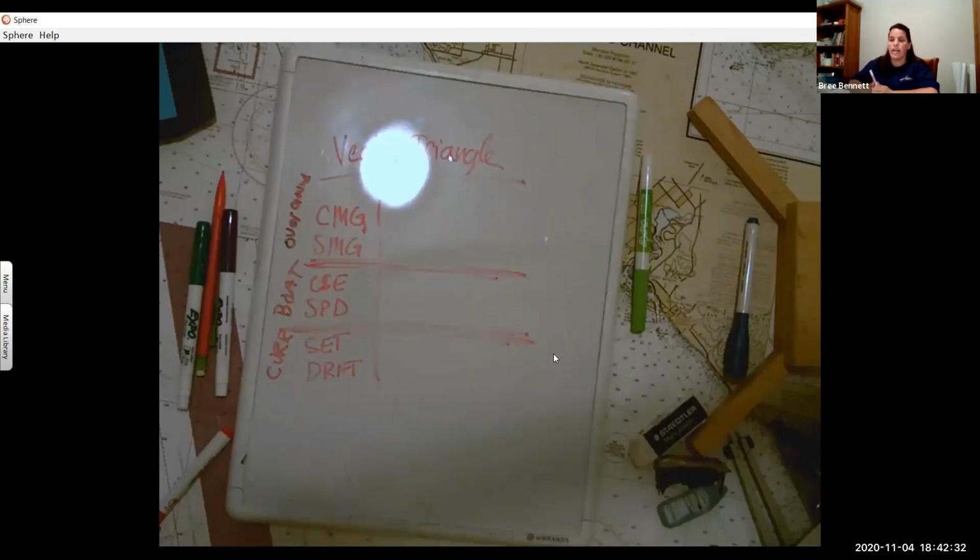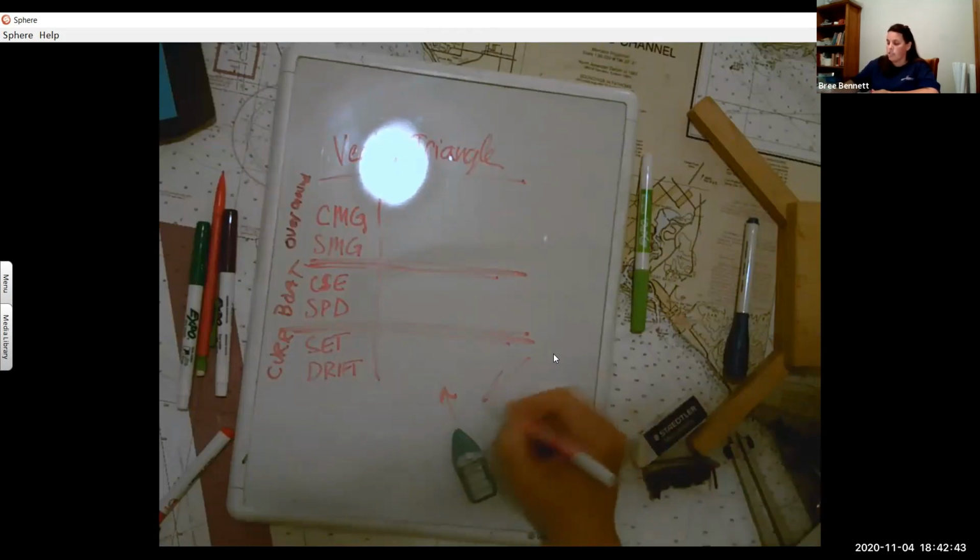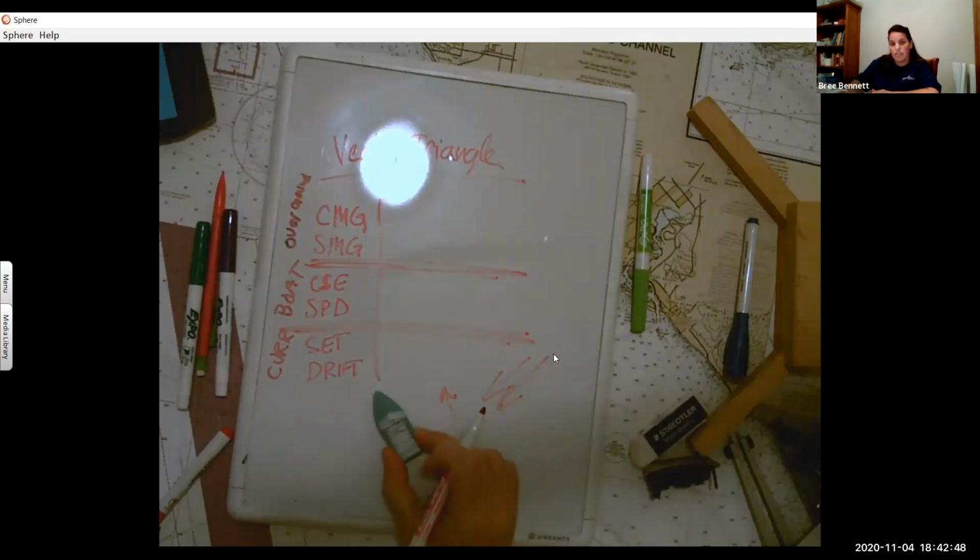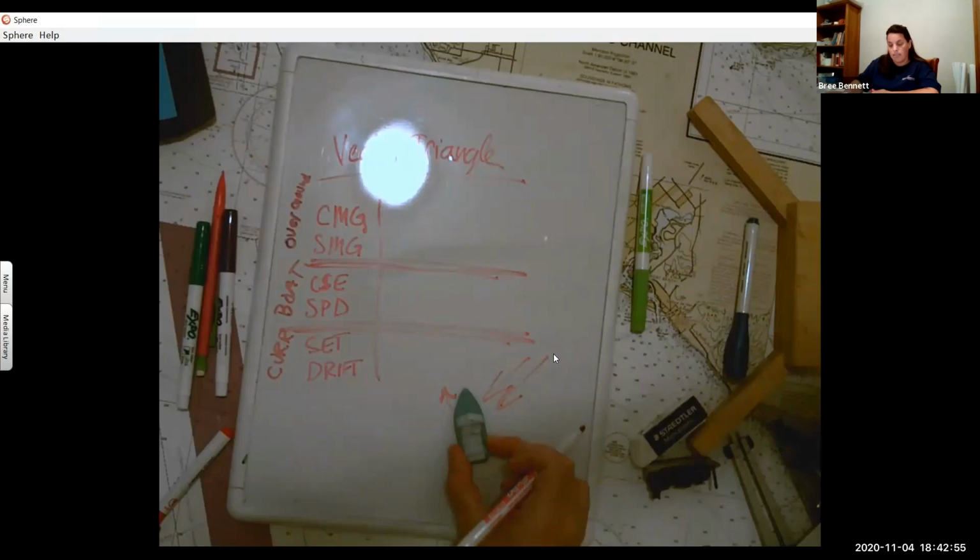And then we always do that common sense check. Does it make sense if we're headed in this direction and the current is pushing us this way? My made good will probably be something like that. Or if I want to make this good, I'll have to steer into the current in order to make that good. So whatever your desire, you always want to do that common sense check.